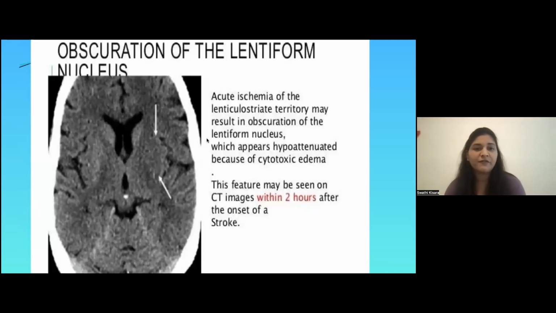The other subtle finding is obscuration of the lentiform nucleus. So this is an axial CT image. This is the caudate nucleus. This is the putamen. On the right side, which is normal, we are able to appreciate them in a better way. Whereas in acute stroke, this definition is lost. There is a subtle hypodensity. So this feature may be seen on CT images within 2 hours after the onset of stroke.